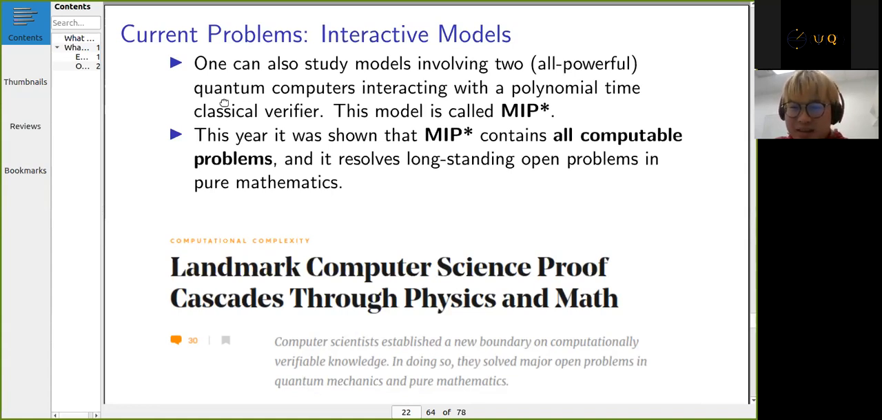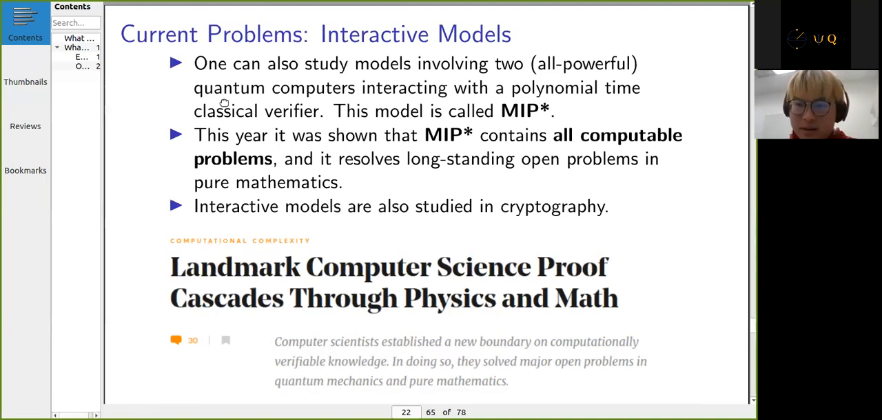Because just earlier this year, it was shown that this interactive model contains all computable problems. And the fact that it does also resolves long-standing open problems in pure mathematics. So this is a very exciting direction of current research, and many people are looking into it right now. Let me just say that I think these sorts of interactive models are also motivated by cryptography considerations.